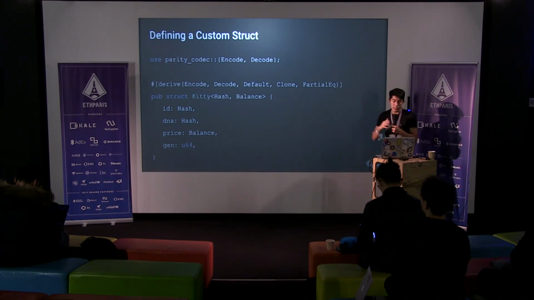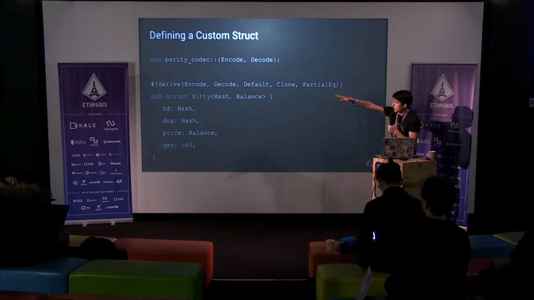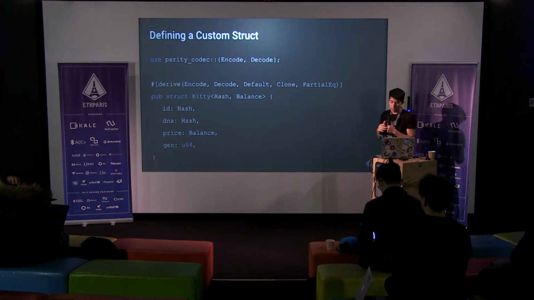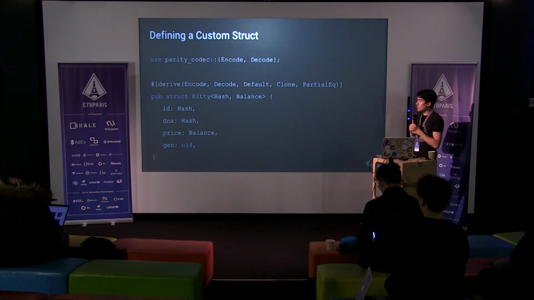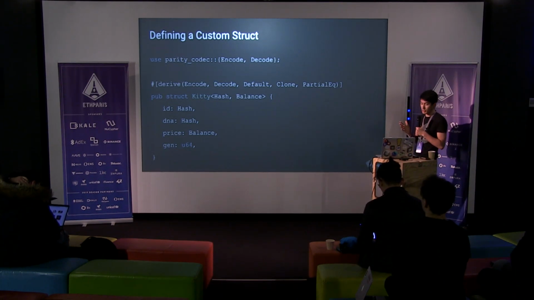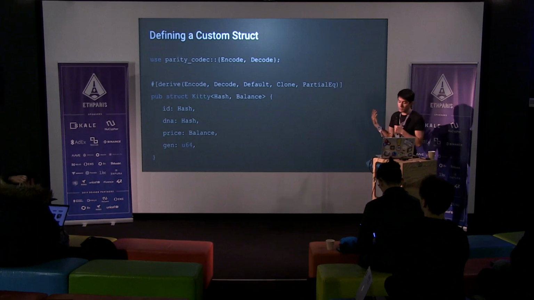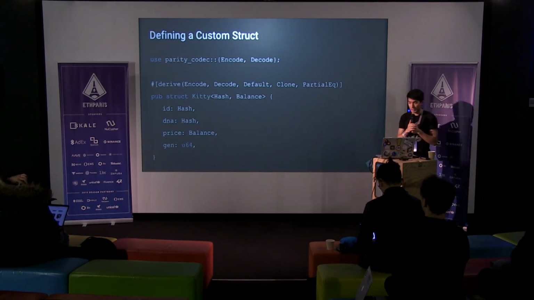One thing you will need to include is this parity codec, the Encode and Decode types. This derive line up the top is a macro, which basically adds a bunch of traits to this struct. For example, the Default trait here means that you can create this struct with some default values, and this macro implements that default function, which allows you to have that. Encode and Decode are needed to serialize and deserialize the struct data between our runtime and other libraries like JavaScript, and even within the runtime modules.